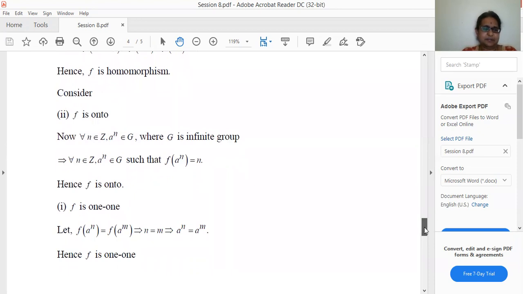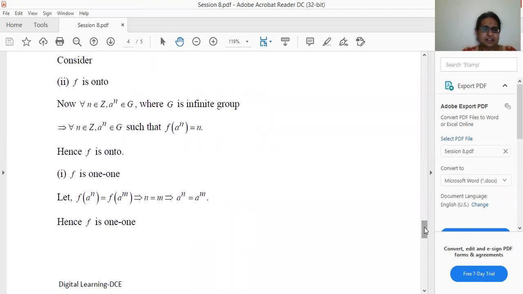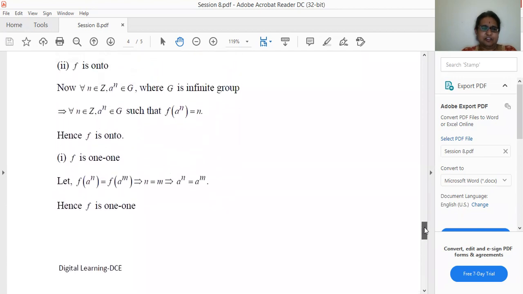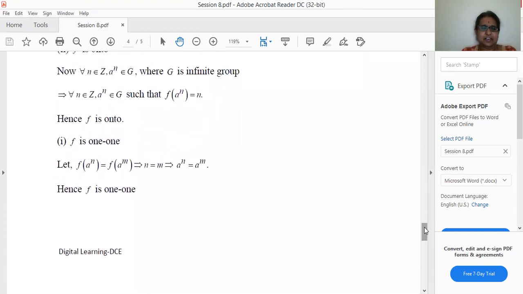That is, let f of a power n be equal to f of a power m. By the definition, f of a power n is n, and f of a power m is m. So f of a power n equal to f of a power m means n is equal to m. So this implies a power n is equal to a power m. Hence f is 1 to 1. So we have shown that f is a homomorphism, 1 to 1 and onto. Hence f is an isomorphism from the infinite cyclic group to the group of integers.